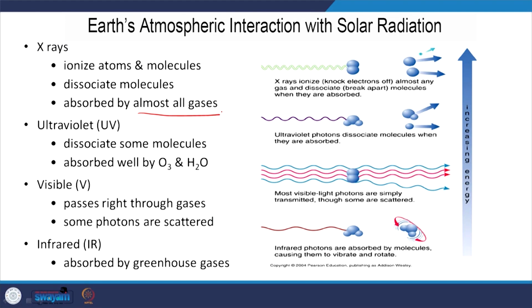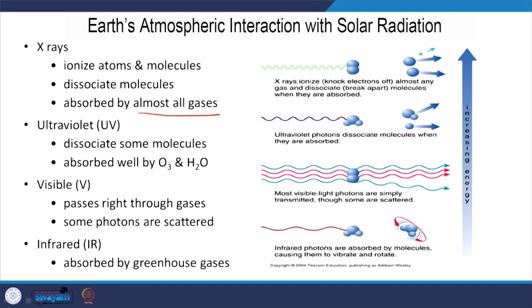For example, X-rays have the most amount of energy. They are very energetic, so they can ionize atoms and molecules. For any known atom or molecule, if you take its ionization or dissociation potential, X-rays have that high energy to be able to ionize any atom or dissociate any molecule. So X-rays are absorbed by almost all gases. X-rays are the most energetic.